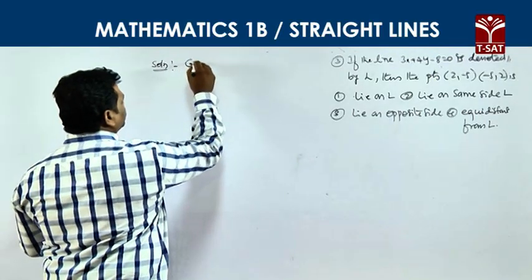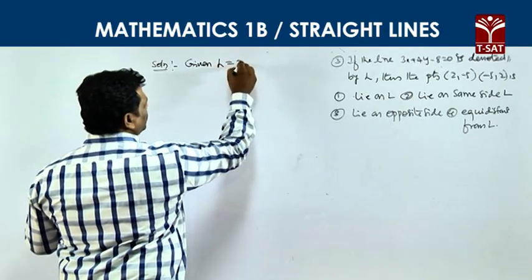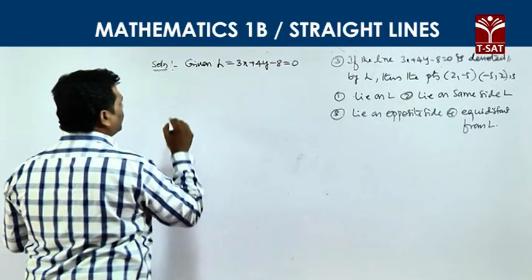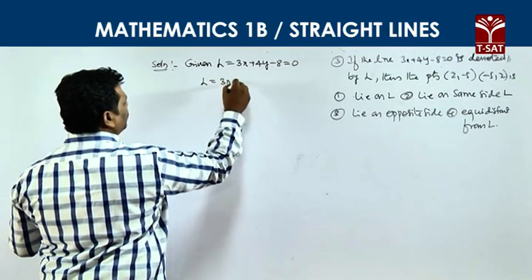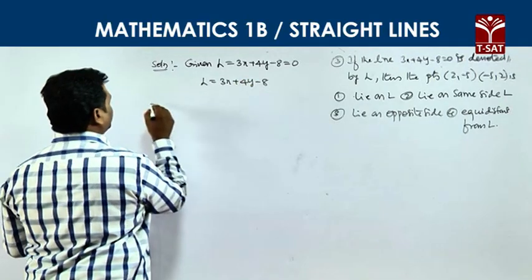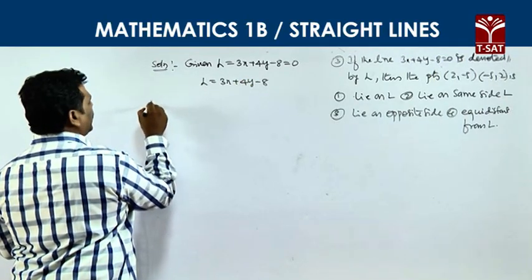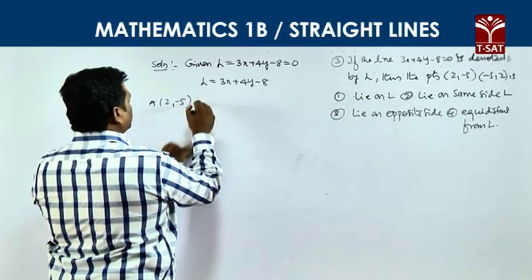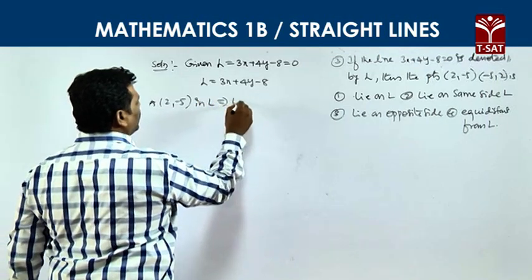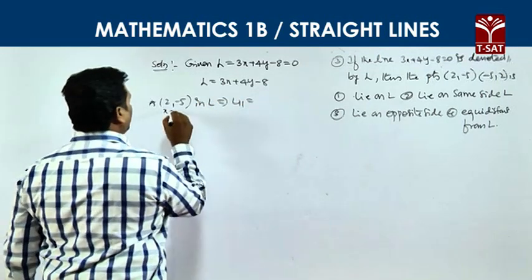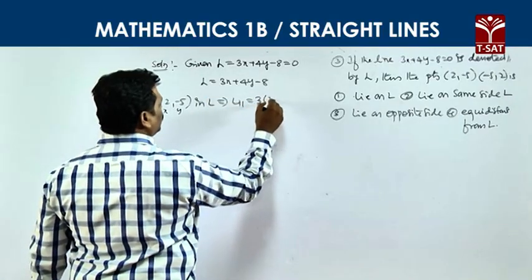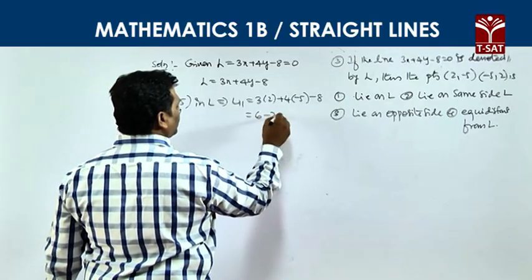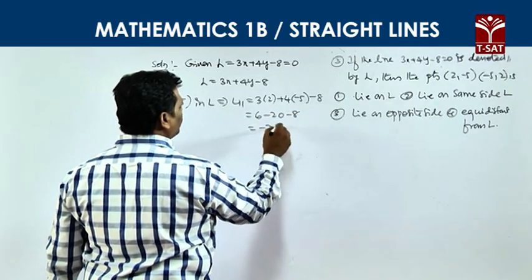So here, given L = 3x + 4y − 8 = 0. The first point A is (2, −5). Substituting in L, we get L11, where this is x and this is y: 3 into 2 plus 4 into −5 minus 8, that is 6 − 20 − 8 = −22.